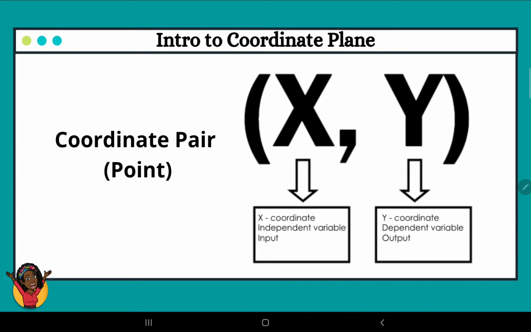So a coordinate pair or a point is made up of two values, x and y. Again, the x is represented by the horizontal line and the y is represented by the vertical line. Some words that are synonymous with x: we know it's the x coordinate. It's also considered to be the independent variable or our input. And the y coordinate is the dependent variable and the output. So whatever x is will impact the value of our y whenever we plug this into an equation.